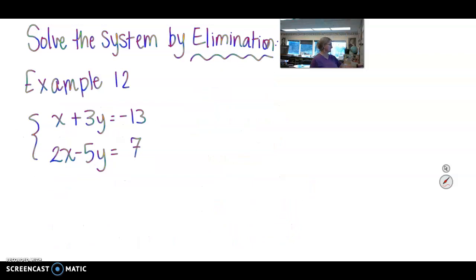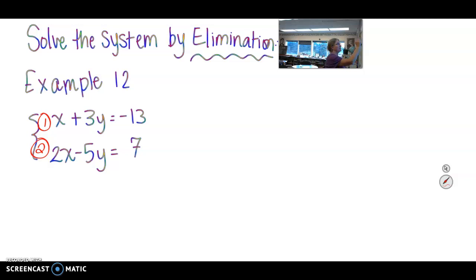Okay, so write this system down. For this system, it would be pretty easy to solve the top equation for x. However, I'm not going to do that because the x's are lined up, the y's are lined up, and the constants are lined up. So for me, I'd prefer to use elimination.